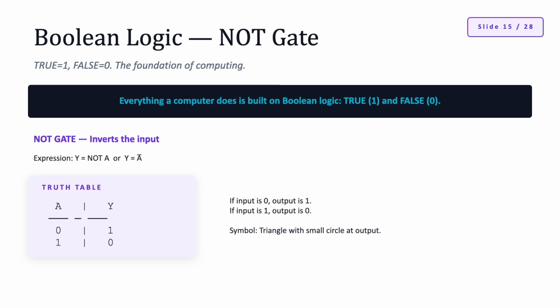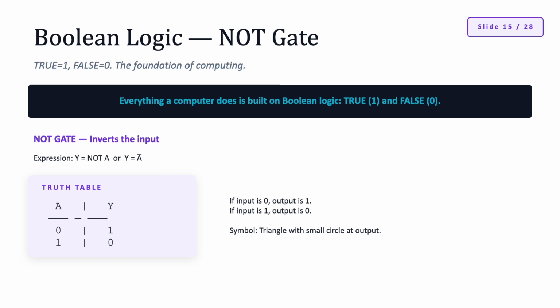Boolean logic is the mathematics of true and false. In computers, true is equal to 1 and false is equal to 0. Everything a computer does, every calculation, every decision, every comparison is built on Boolean logic. There are seven basic logic gates. We will learn each one with its truth table. A truth table lists all possible input combinations and shows the output for each.